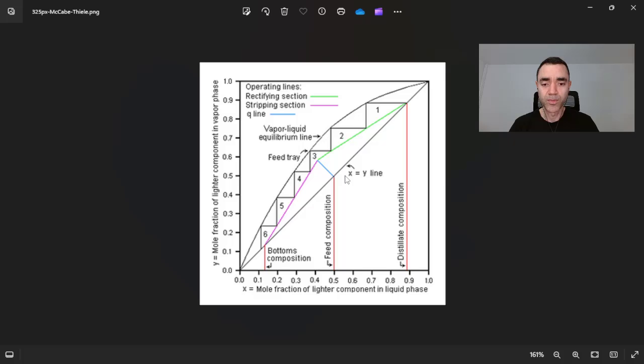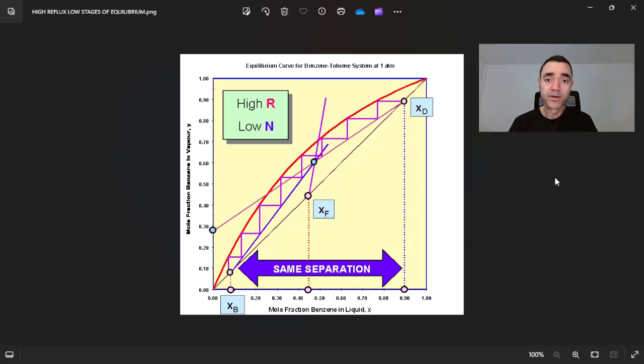Why is it so important to understand that? The operating reflux ratio can be any value between the total reflux ratio and the minimum reflux ratio required to achieve the distillation. So in this case, based on the desired product that I want, and based on the composition of my feed stream, I have defined these operating lines, and I have this number of stages here that will represent the equilibrium number of stages of my column.